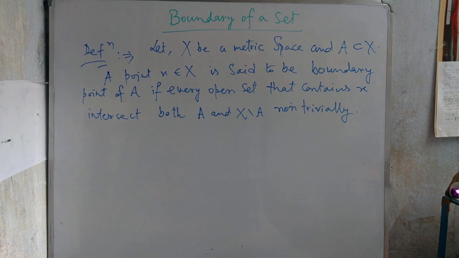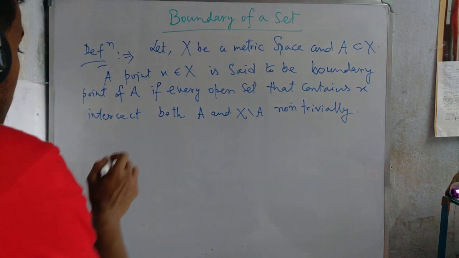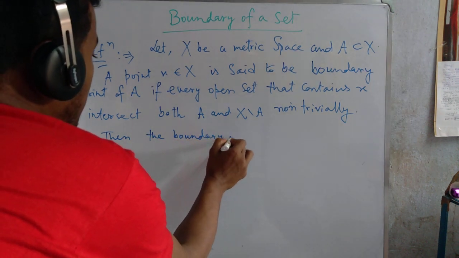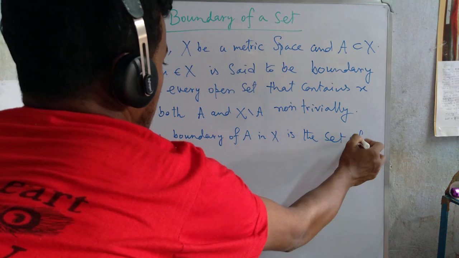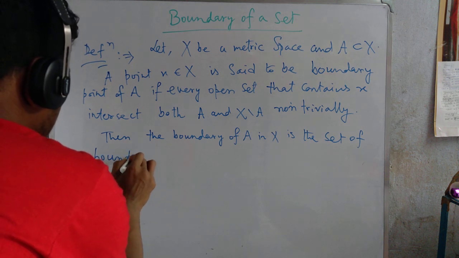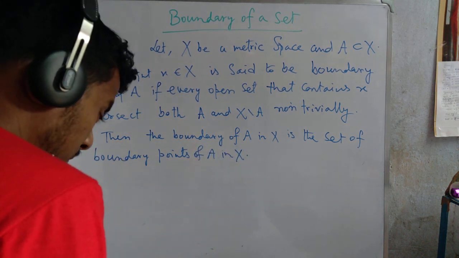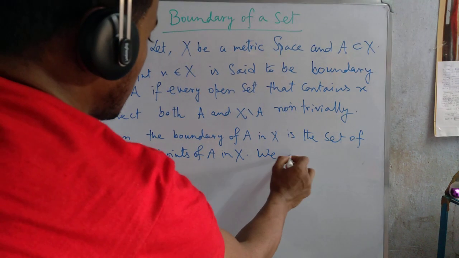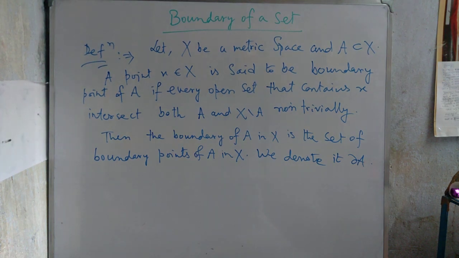Okay, so we write it. Then the boundary of A in X is the set of boundary points of A in X. And obviously we denote it del A.